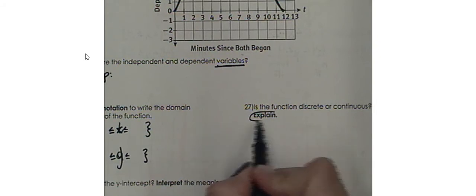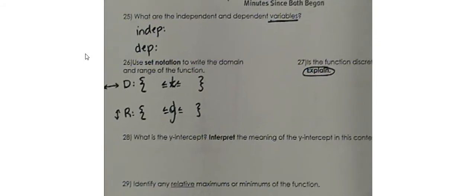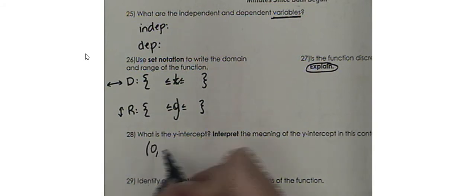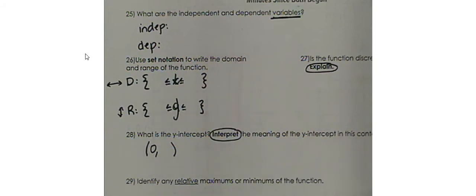Is this function discrete or continuous? These are vocab terms, so look at your organizer and then explain your reasoning or your answer. What is the y-intercept? Remember, you write that as 0, comma, whatever that y value is, and then interpret the meaning. And in order to interpret, you're just going to read your labels. Okay, read your labels on your graph. That'll really help you.